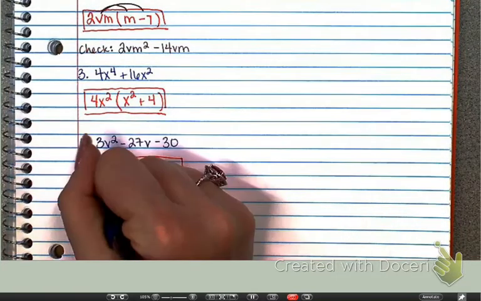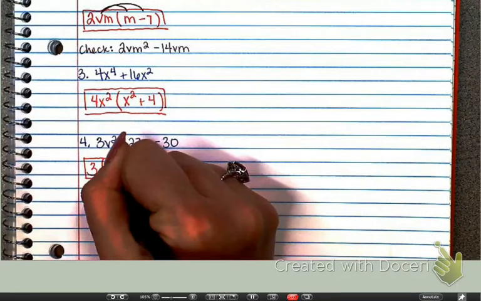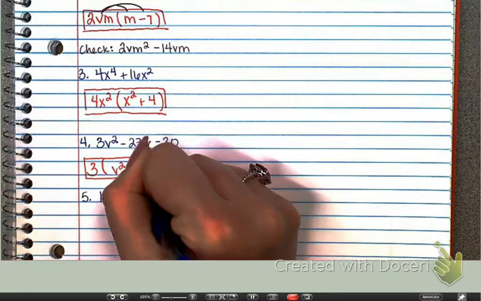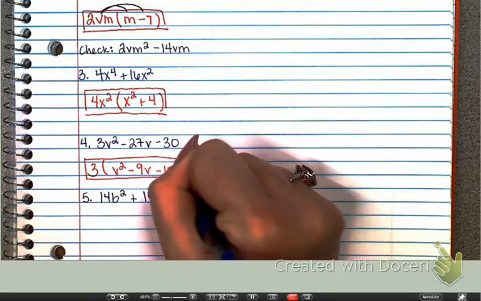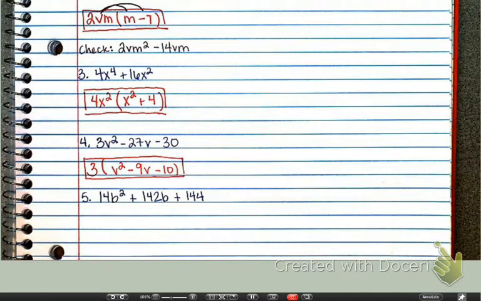Okay, so how about 14b squared plus, okay, the numbers are a little large, but I believe in you. So 14b squared plus 142b plus 144. So see if you can come up with that. Who wants to walk me through their process? Super confident class. Okay, anyone? Tanya? Okay, here we go.